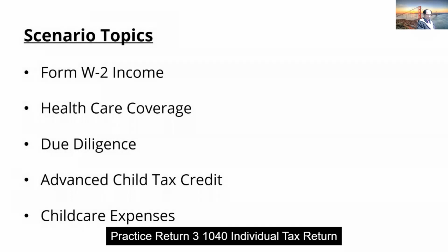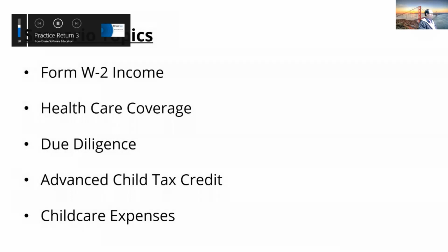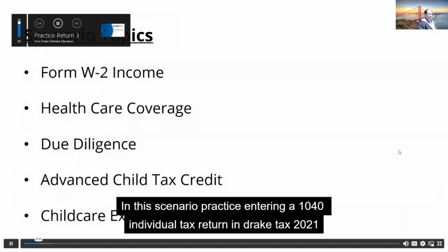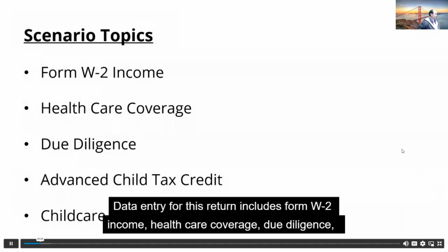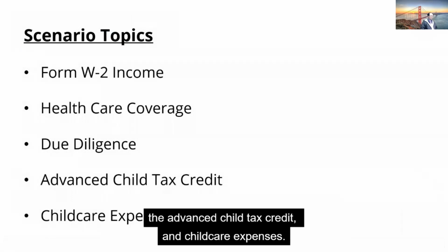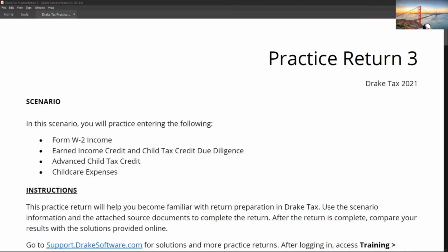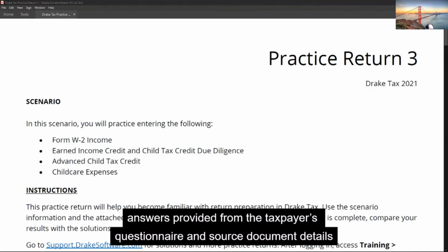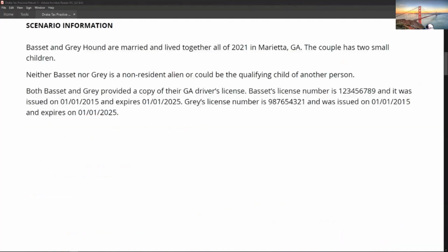Practice Return 3, 1040 Individual Tax Return. In this scenario, practice entering a 1040 individual tax return in Drake Tax 2021. Data entry for this return includes Form W-2 income, healthcare coverage, due diligence, the advanced child tax credit, and child care expenses. Use the scenario information provided in Practice 3 to complete the return.